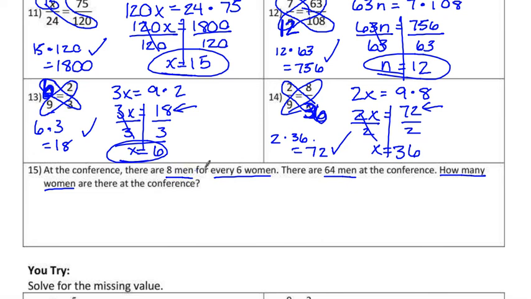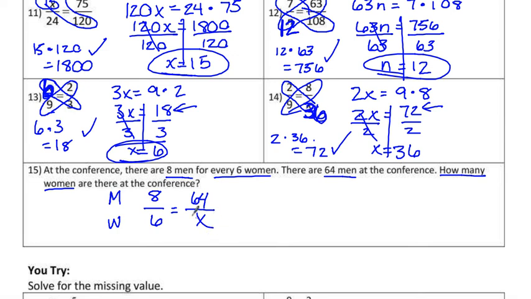So let's set up this first fraction. And we're talking from men to women, so I'm going to label it, just like we would do with our ratios. So we have 8 men for every 6 women. That's a fraction. It's a ratio. Then I'm going to make my next ratio. There are 64 men, and it doesn't know how many women, so I'm going to use a variable. Use x.